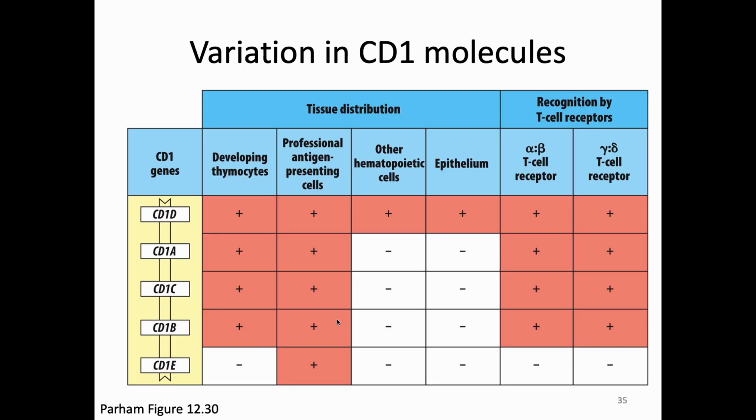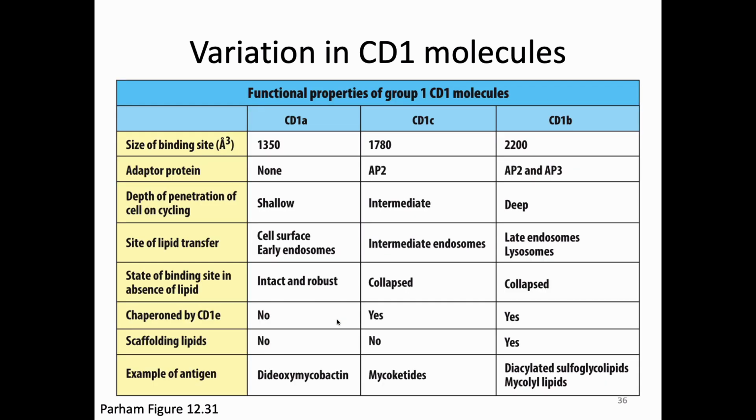We think that the different ones in humans vary based on things like which tissues make them, as well as things like which compartments they're in. So which compartment gives them their lipids. We think that's where the variation is. We think that's why there's more than one, but we don't totally know.